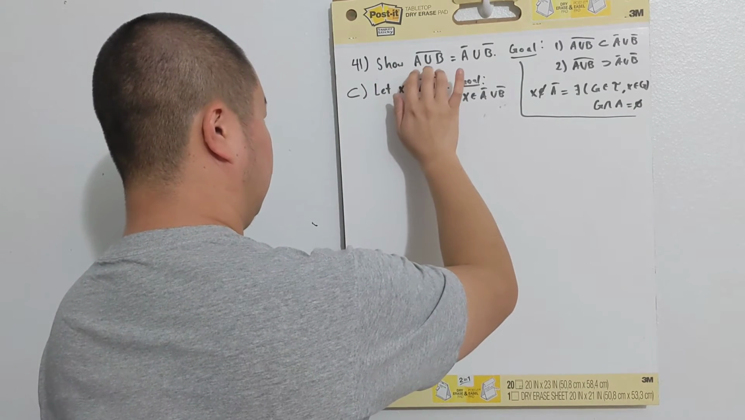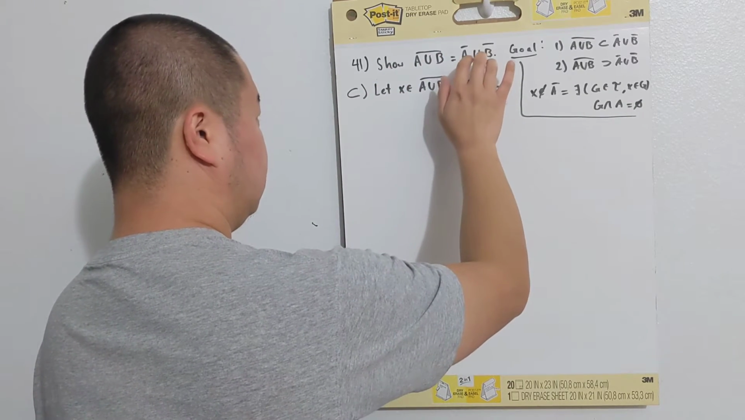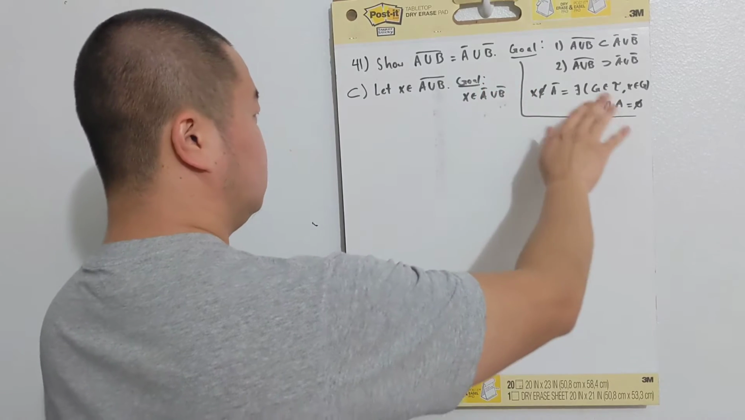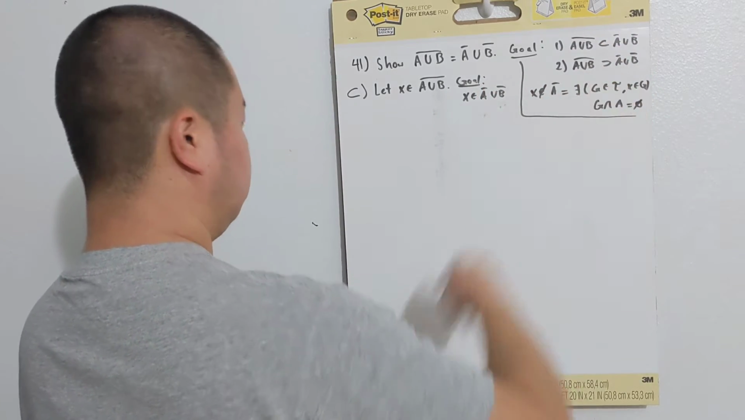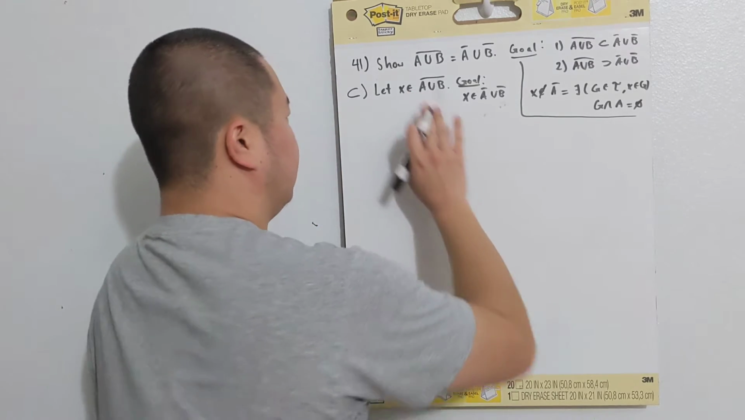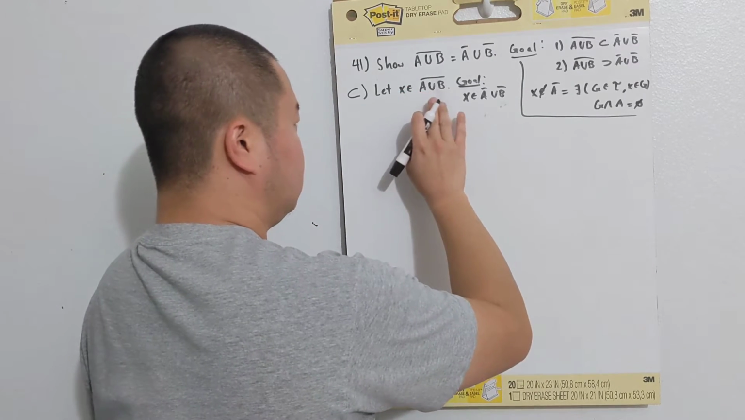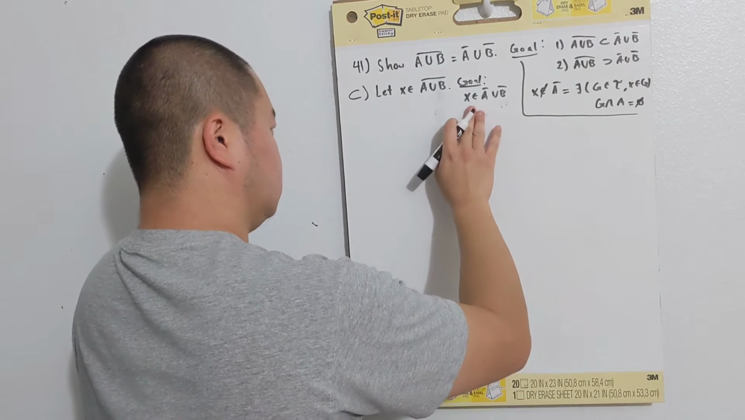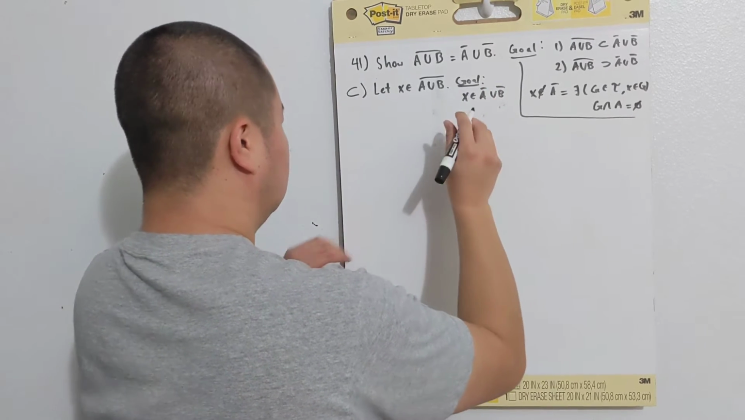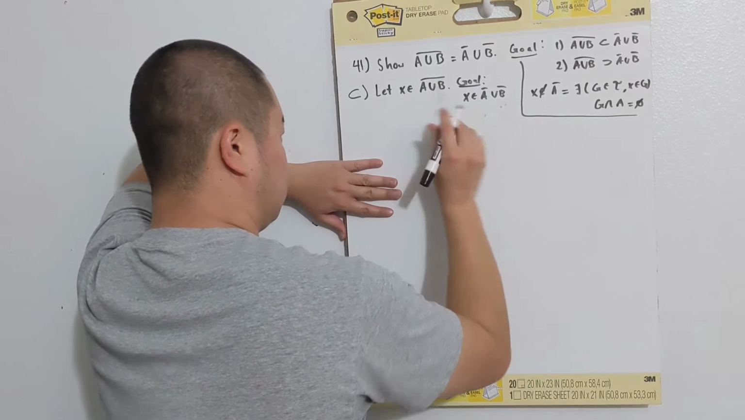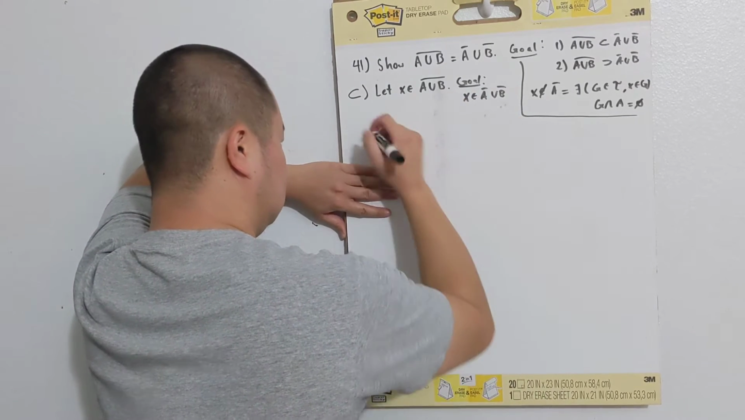41. Show that the closure of A union B is equal to the closure of A union the closure of B. So the goal is to show that these two sets are subsets of each other. So let X be in the closure of A union B. The goal is to show that X is also in the closure of A union the closure of B. So we're going to do a proof by contradiction. So we're going to negate this.